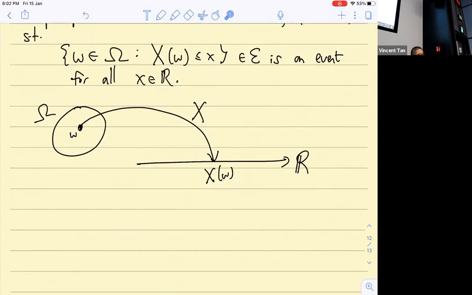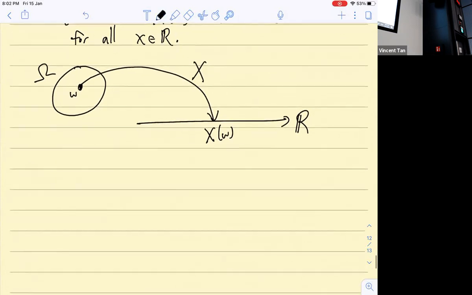That's the meaning of random variable. So this is extremely confusing if you see this for the first time. If I saw this for the first time, I'd be confused. So if you're confused now, good, you are like me. So you need an example.